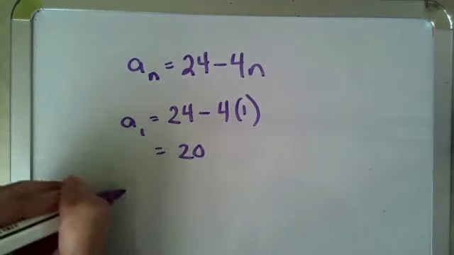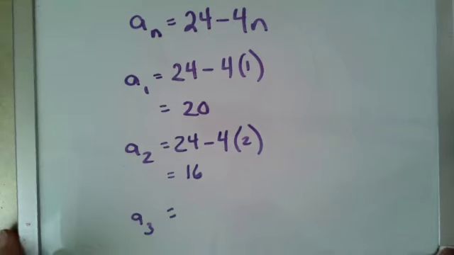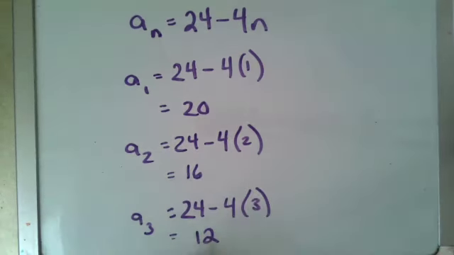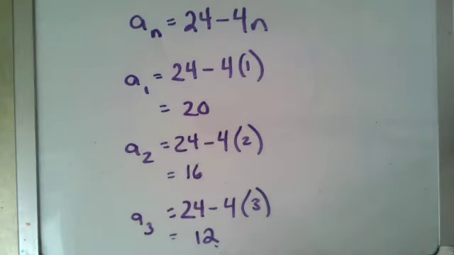Let me find my a sub 2 term. My a sub 2 is 16. Let's find a sub 3. My a sub 3 is 12. I can see I am going down by negative 4 each time.